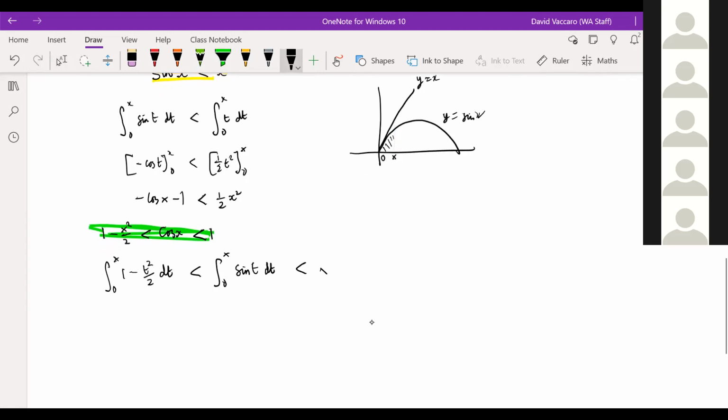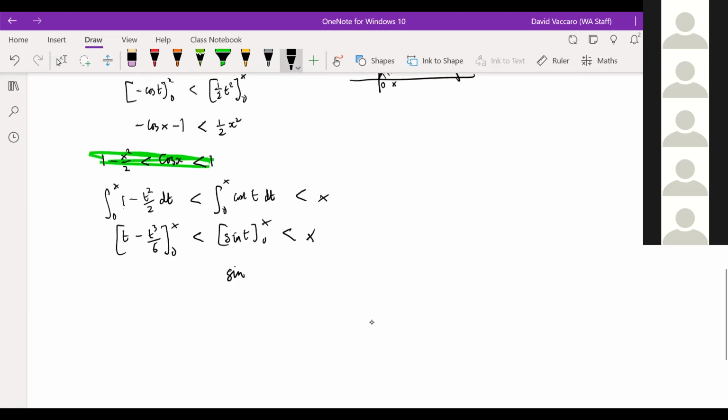And the upper integral is clearly just x. But the integral of 1 minus t squared over 2 is t minus t cubed over 6. Let's evaluate between 0 and x. The integral of cos t is sine t, between 0 and x, and we get less than x. So I get this inequality: sine x is less than x, but it's bigger than x minus x cubed over 6. You should recognize this idea, as we've mentioned in a few previous questions, of having an upper and lower bound.